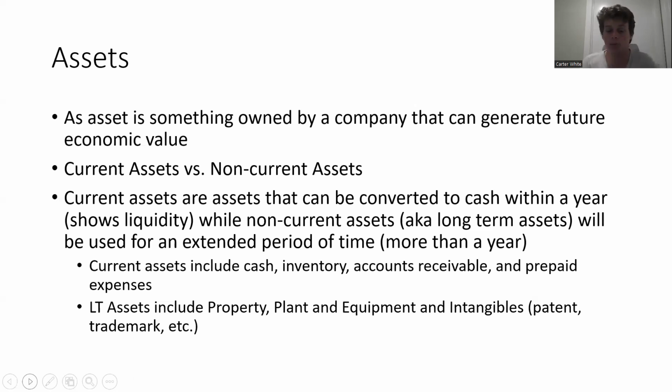Long-term assets include PP&E, or property, plant, and equipment. This could be like a factory, for instance, or any kind of long-term asset. And then intangibles, while property, plant, and equipment would be tangible.